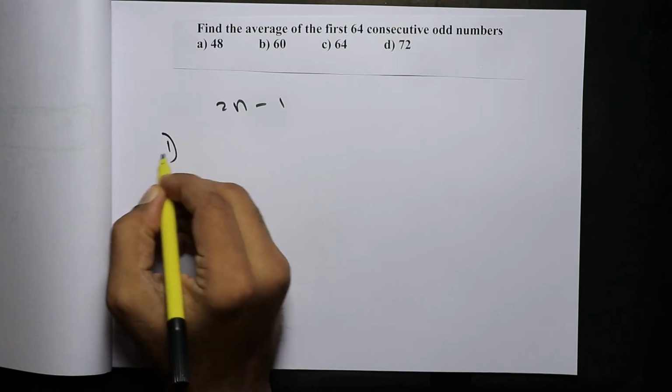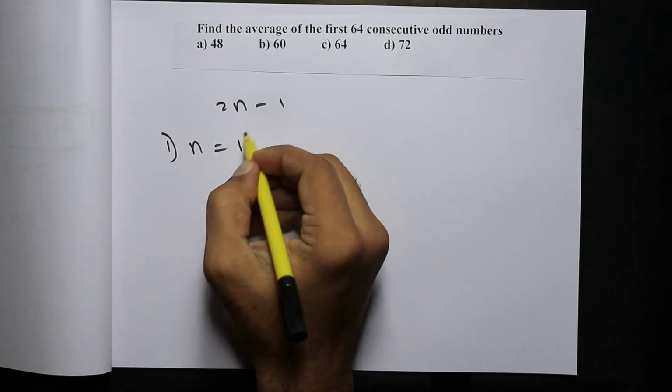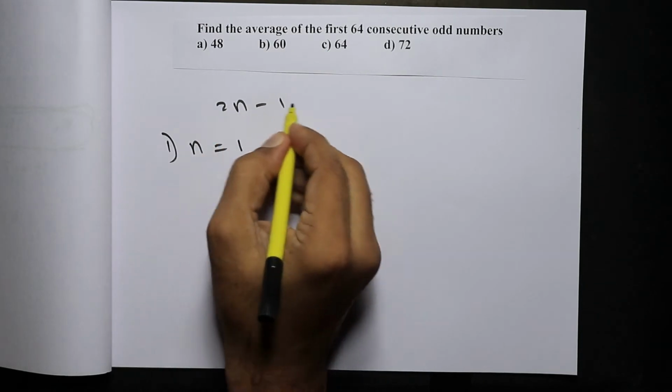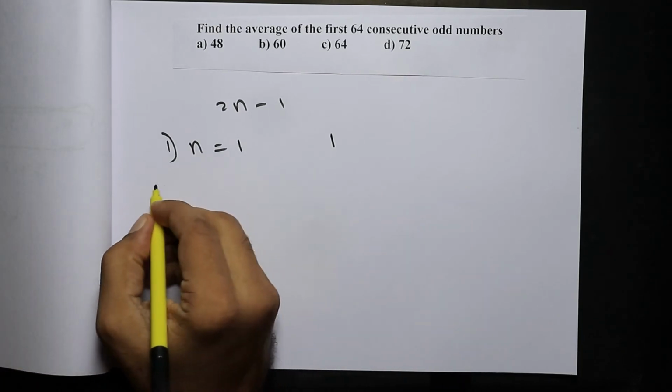Now the first odd number can be obtained by substituting n is equal to 1. So we have to substitute into this formula 2n minus 1, n is equal to 1, so 2 minus 1. So the first number will be 1. Let us get the next odd number.